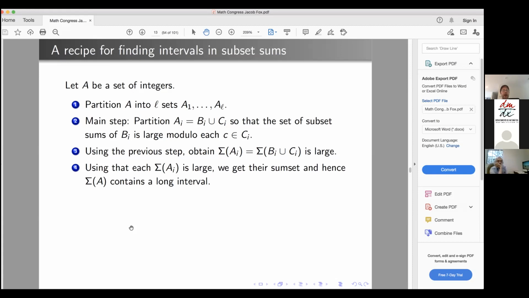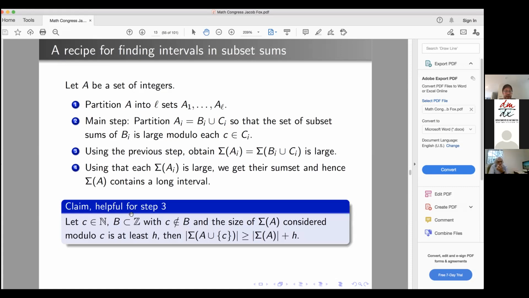And then you partition each of these sets Ai into two sets, Bi and Ci, so that the set of subset sums of Bi is large modulo each element from Ci. And there's some work in that step in each of these applications. And using the previous step, we get that sigma of A prime is large. In fact, it's dense in some interval. And using that each of these sigma of Ai is large, we get that their subset sum, and hence sigma of A, contains a long interval. And to get this long interval from dense subsets, it uses a nice lemma of Lev.